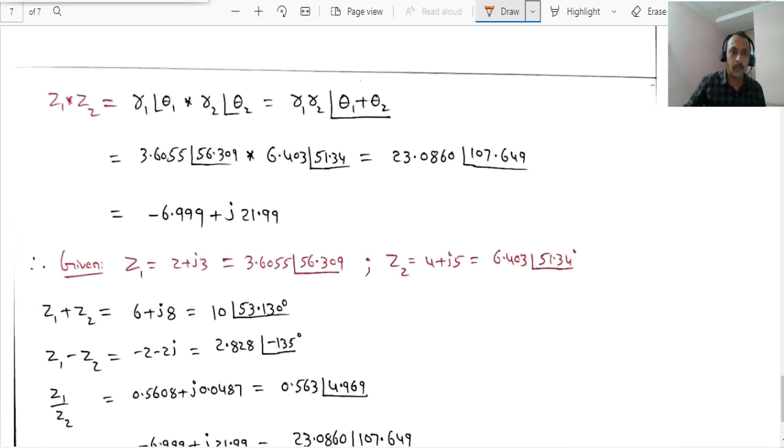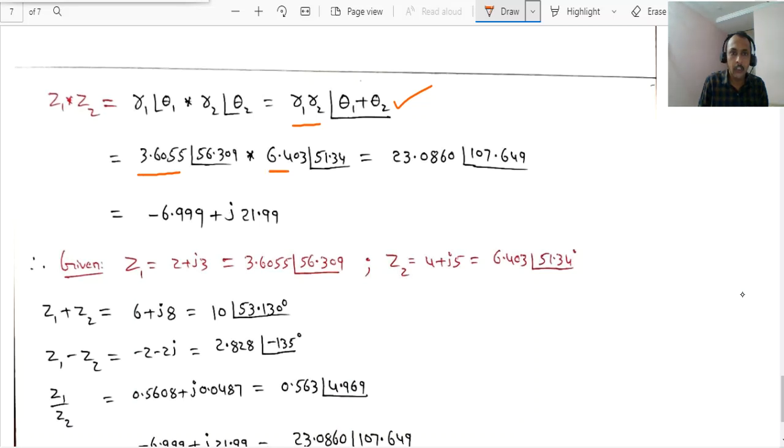Now multiplication, R1 at an angle theta 1. This step is very important. R1 at an angle theta 1 into R2 at an angle theta 2. Magnitude wise it will get multiplied, but the angles are to be added, theta 1 plus theta 2. So that is what we will do here.